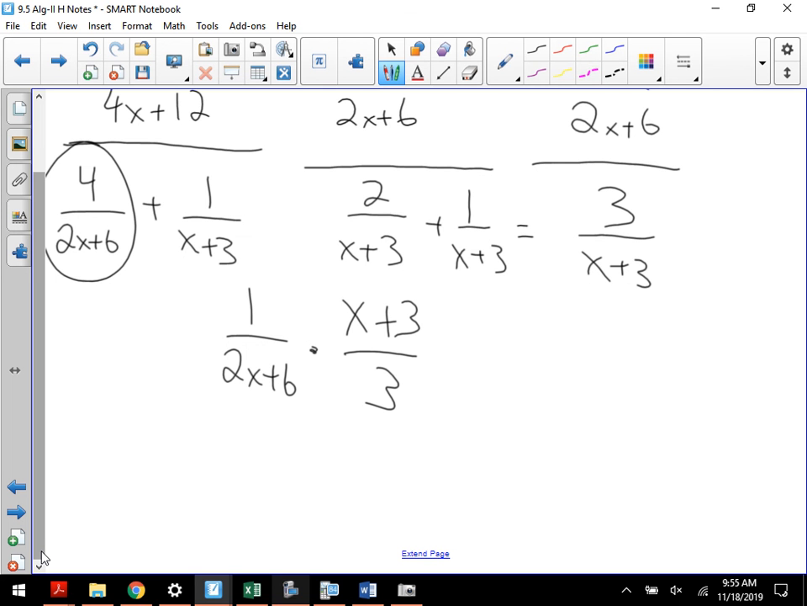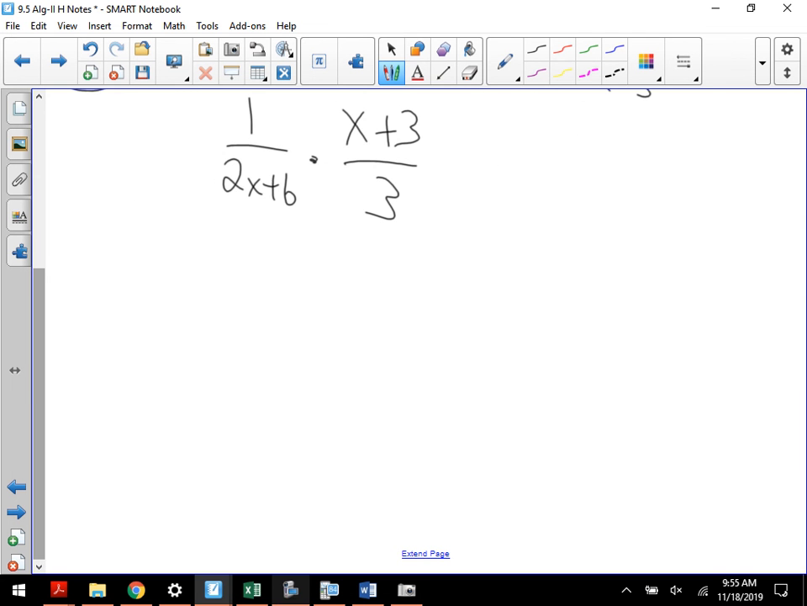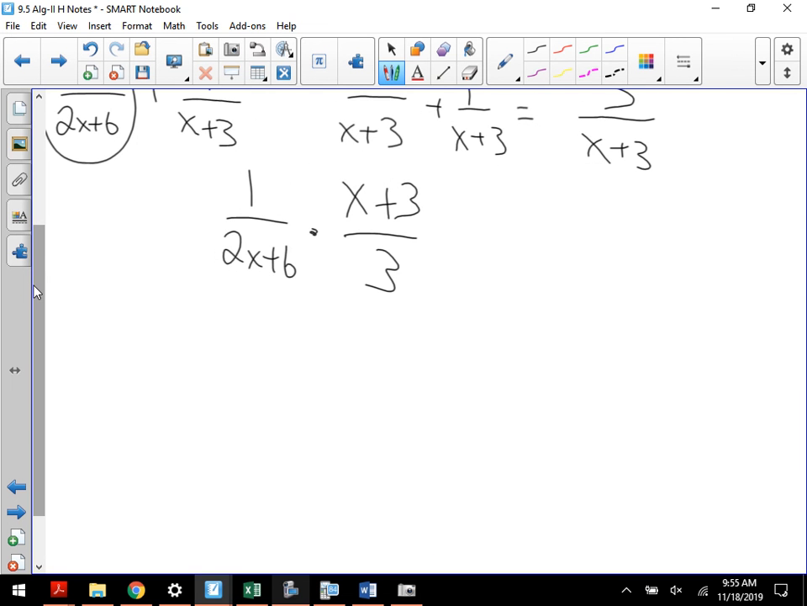What do the 2x and 6 have in common? The 2. This is the same thing as saying 2 times the quantity x plus 3. That's multiplying now, isn't it? Once I get to multiplying, what can simplify out? The x plus 3's. What is your numerator now? 1. What's 2 times 3?